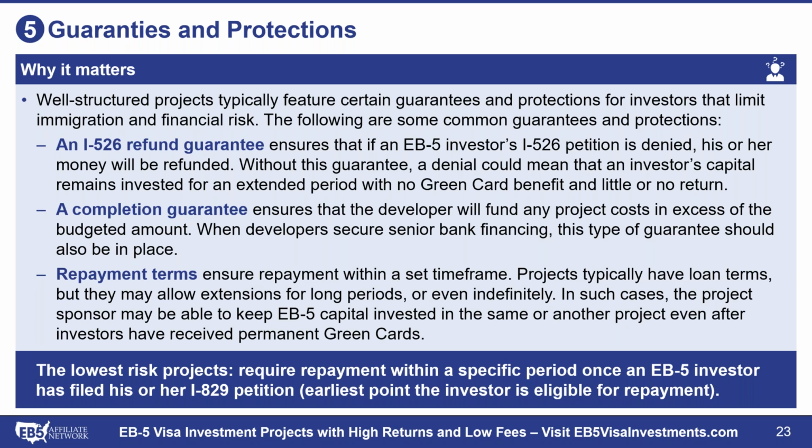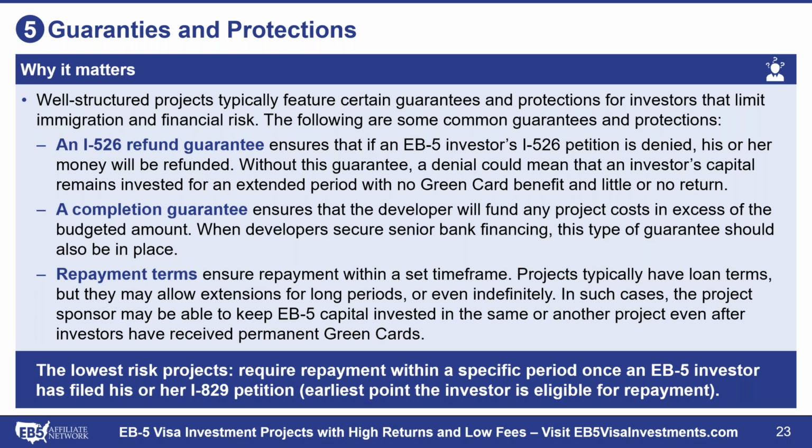And a few of those things, one that's typical in high quality projects is an I-526 refund guarantee. What this is: in the event that an investor's petition is denied, they'll immediately be repaid, and they won't be invested in the loan anymore. And we think that this is important because if the EB-5 investor is not getting the benefits they were looking for, the green card, they're able to quickly get their money back. It's important to check who's providing that guarantee, how much liquidity is there, and how likely it is to be enforceable.